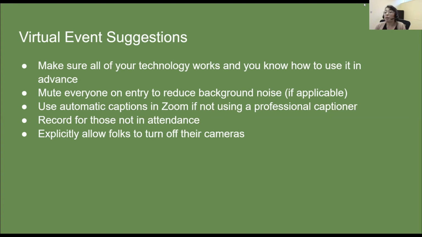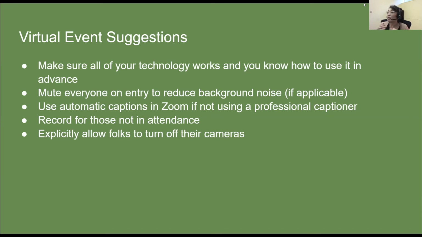Use automatic captions on Zoom if not using a professional captioner. And I want to emphasize that automatic captions on Zoom are never going to be as accurate as a live professional captioner. So automatic captions on Zoom is an example of universal design. People use captions for a variety of reasons, but if someone requests an accommodation for real-time captioning by a professional captioner, then automatic captioning doesn't fit the need.